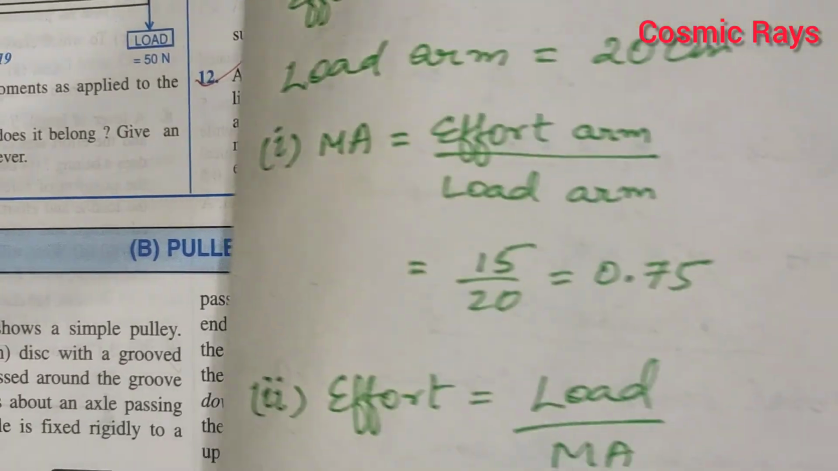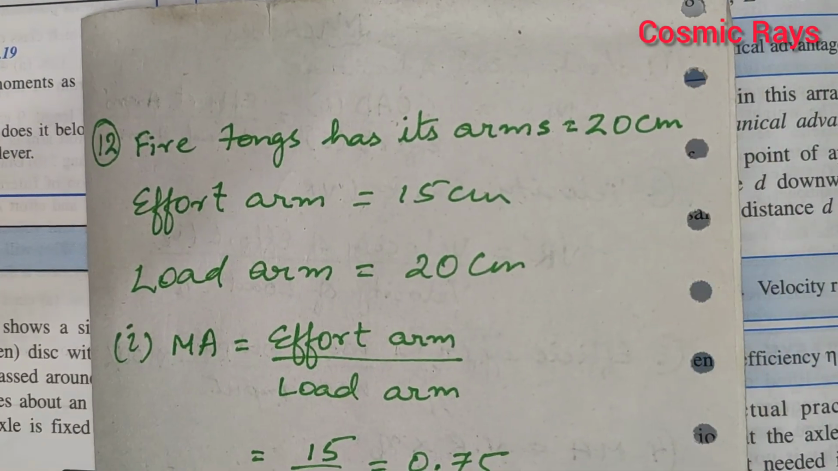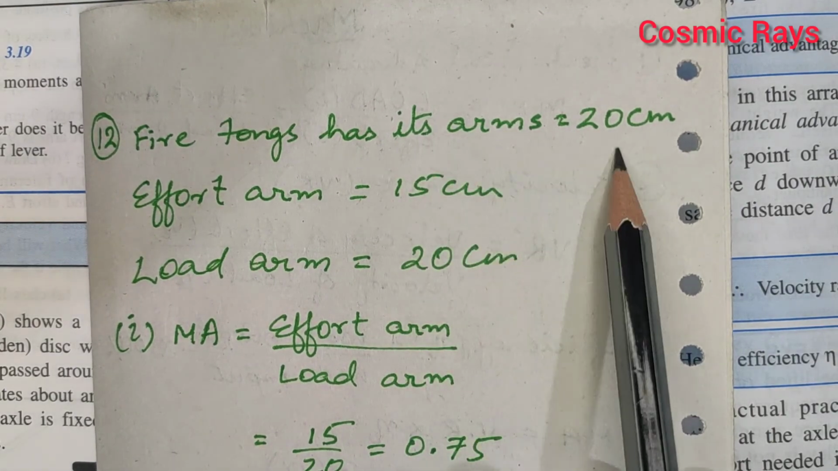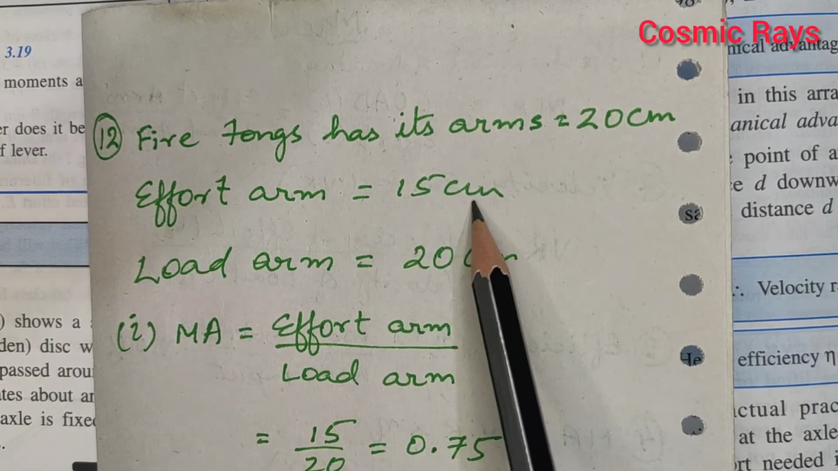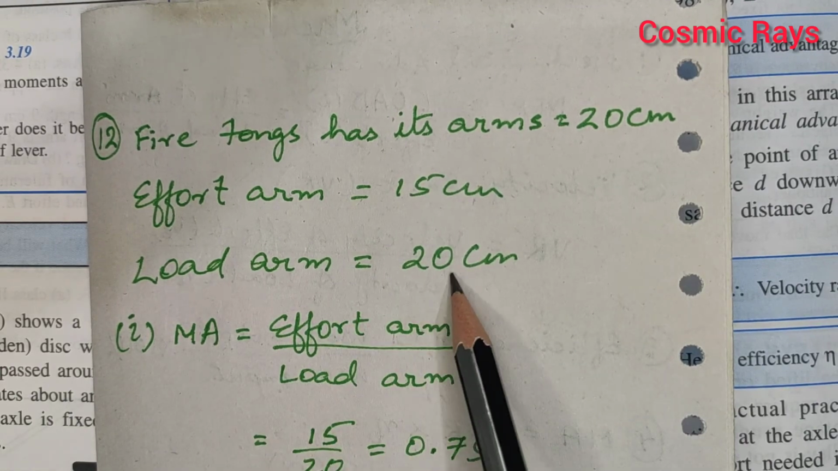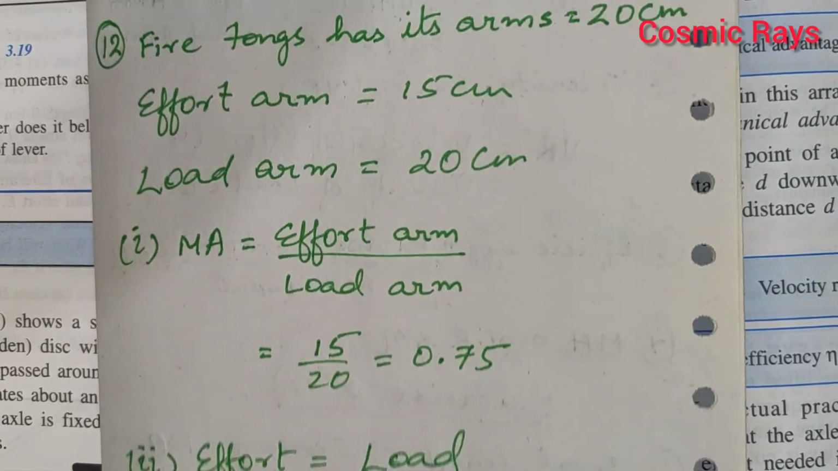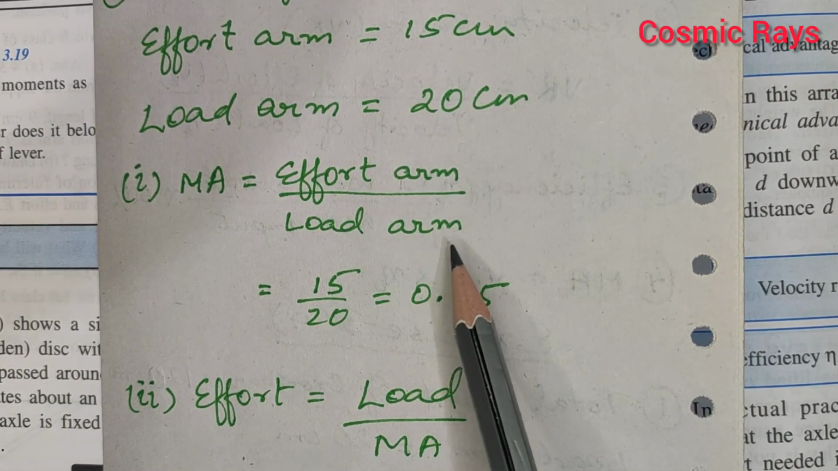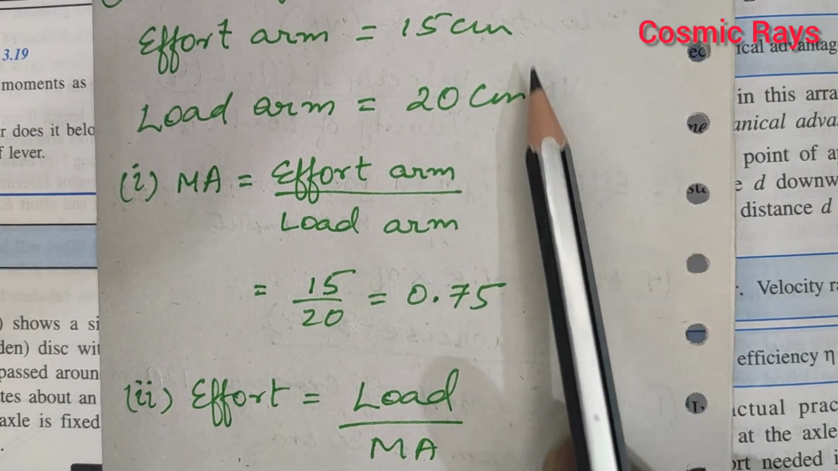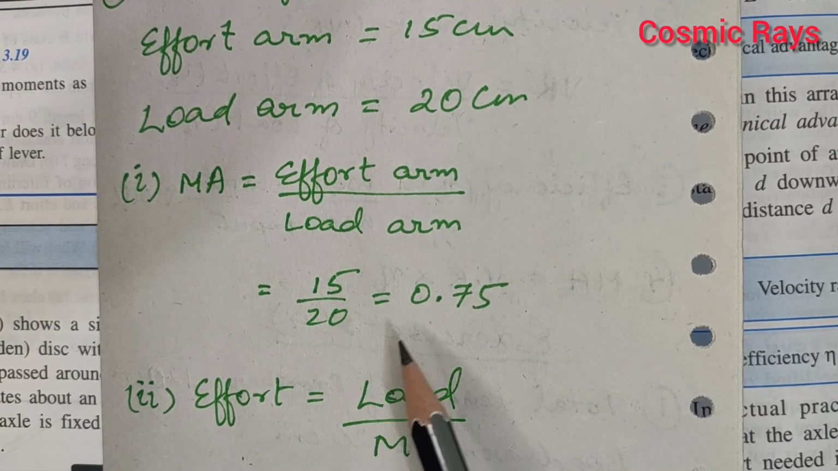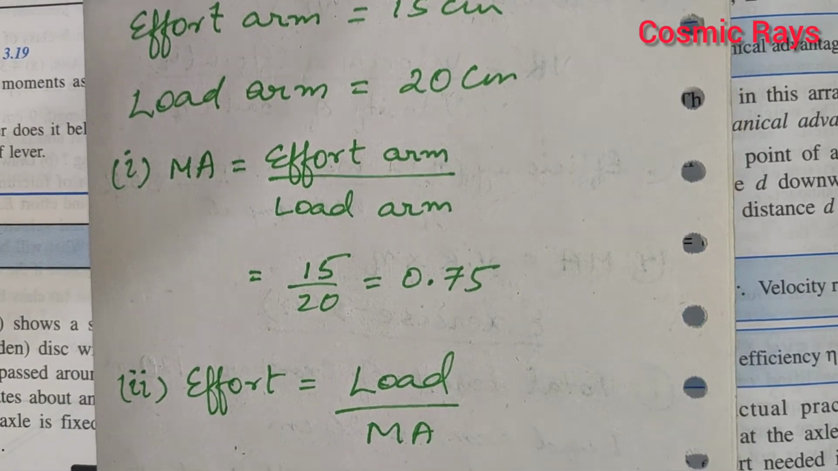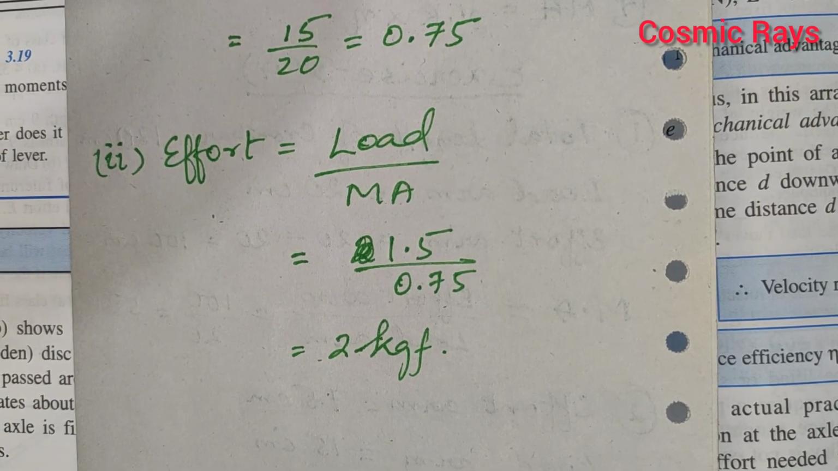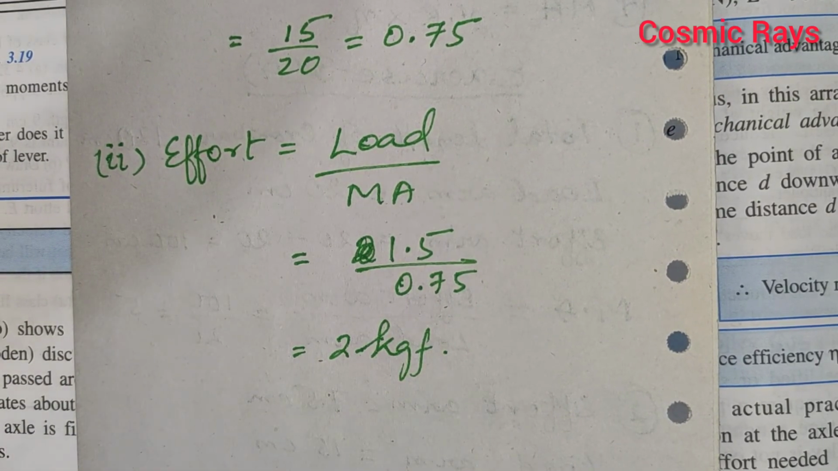So here, this is what they have given to us. The fire tongs has its arm 20 centimeter. Effort arm is 15 centimeter and load arm is 20 centimeter. So mechanical advantage is effort arm divided by load arm. So 15 divided by 20, we get the answer as 0.75, and the effort is calculated as load divided by MA, that is mechanical advantage.